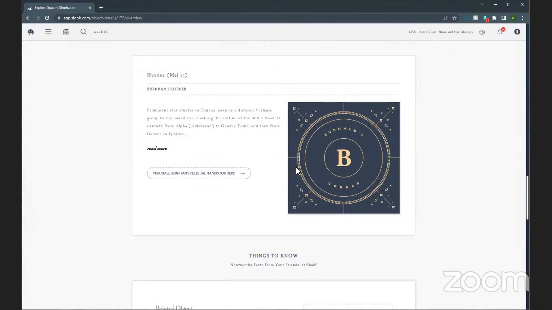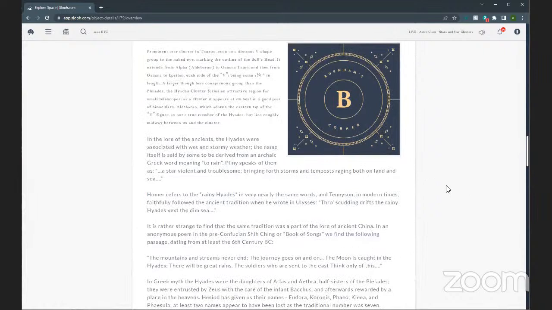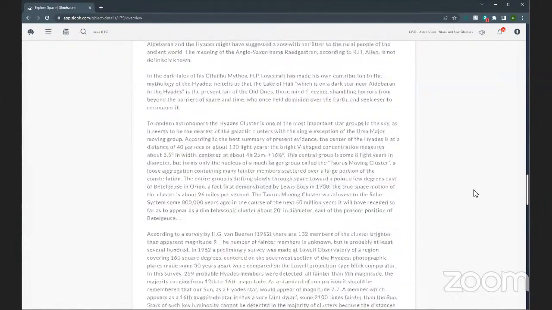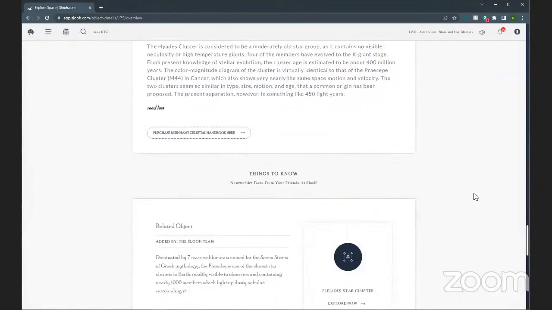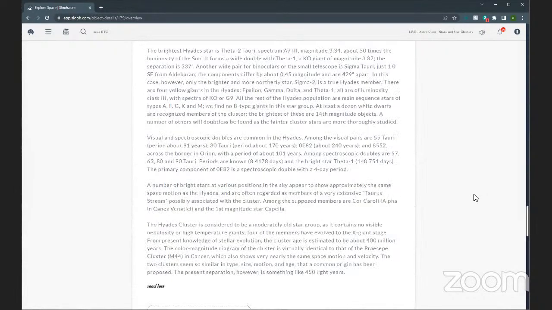I'm going to click on Burnham's Corner. This is a tribute to the great author, Robert Burnham, who wrote a 3-volume series of books called Burnham's Celestial Handbook. They are a must-read if you can find a set. They've been out of print for some time. I have 2 sets. I like them so much. But you don't need to buy a set because the relevant information, a lot of it, is right here on Slooh.